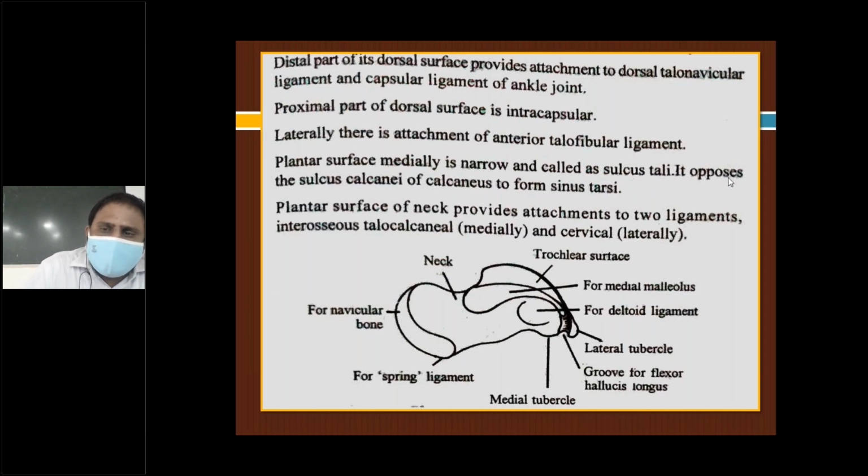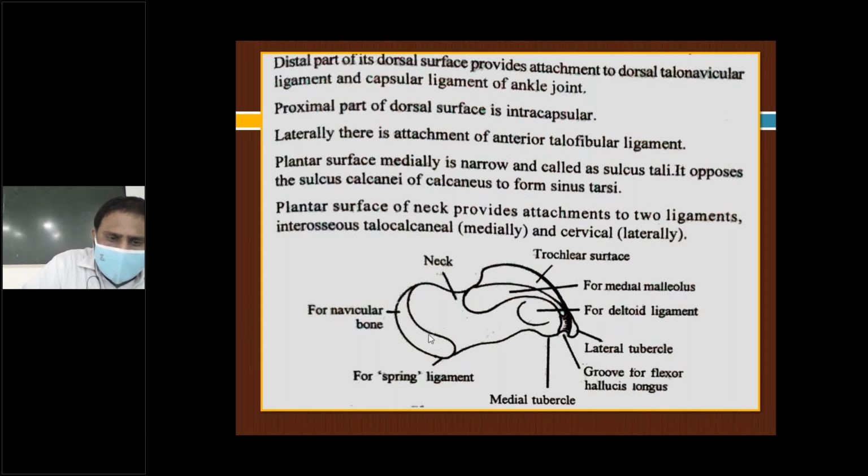The plantar surface medially is narrow and is called the sulcus tali. It is opposite the sulcus of the calcaneus, forming the sinus tarsi. The plantar transverse part of the neck provides attachment to two ligaments: the interosseous talocalcaneal ligament medially and the cervical ligament laterally. This is the deltoid ligament, and the comma-shaped facet is for the medial malleolus, with the trochlear surface.